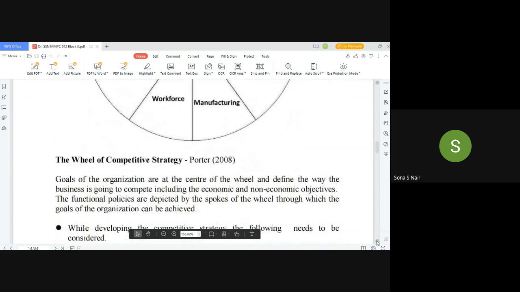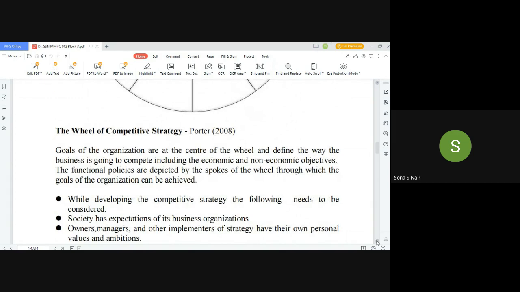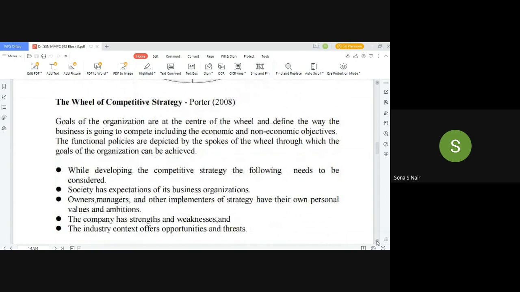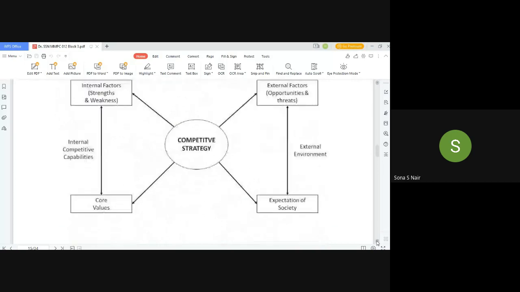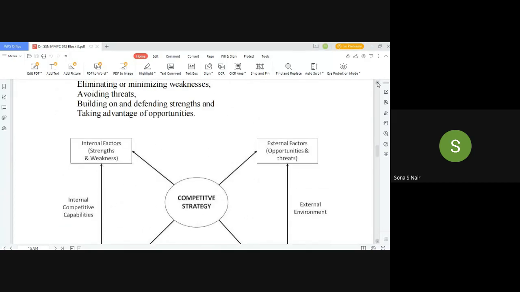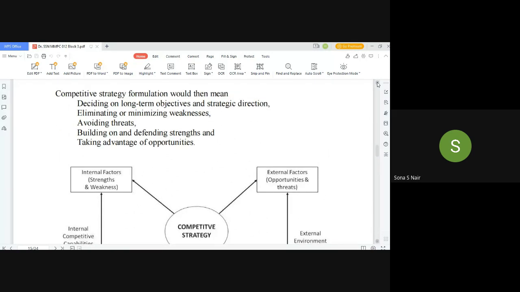It's a theoretical portrayal of how the policies in the organization should lead to the goals of the organization. Now, factors which determine the competitive strategy, we already know them, that there are a lot of factors which can be divided into two, some of them internal and some of them external.